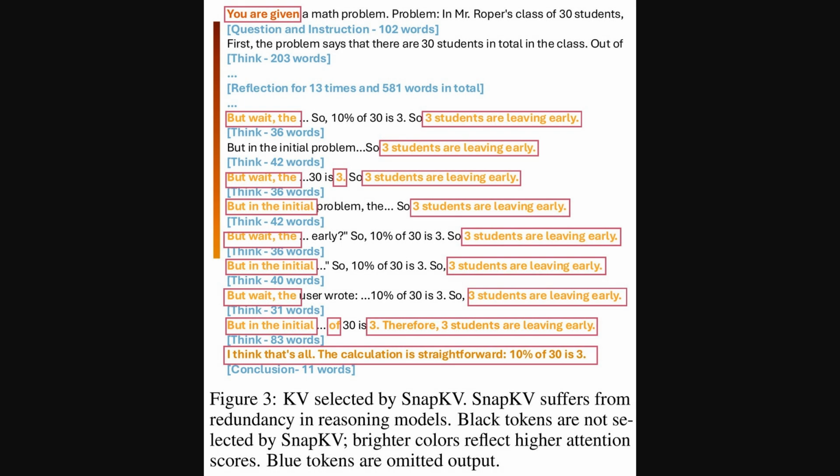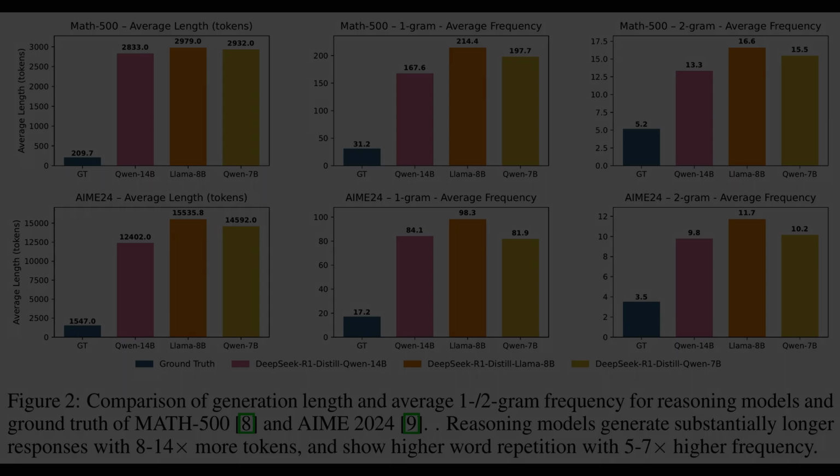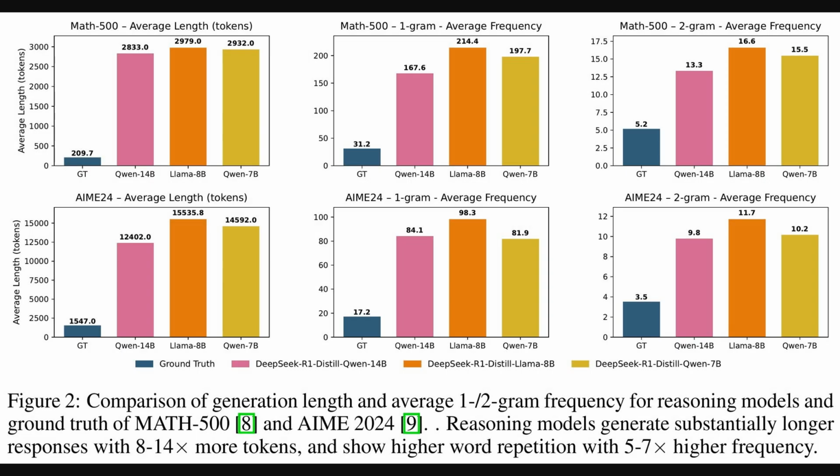And this figure really drives home the point about redundancy. It shows a model solving a simple math problem. What percentage of 30 students is 3? And you can see in its internal monologue, these think steps, it just keeps repeating the same conclusion over and over again. So 3 students are leaving early. A method like SnapKV, which is shown here, only looks at those attention scores we talked about. It ends up keeping a lot of this repetitive information, which is exactly the kind of inefficiency RKV is designed to eliminate.